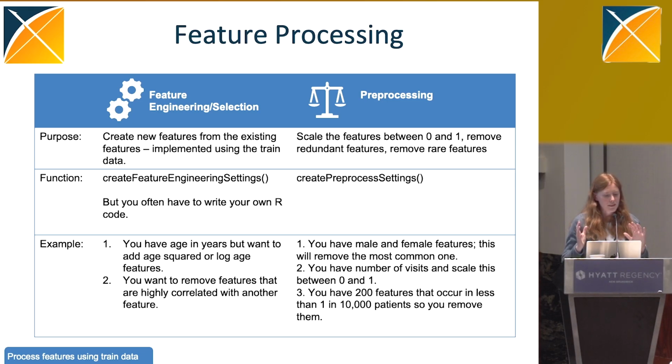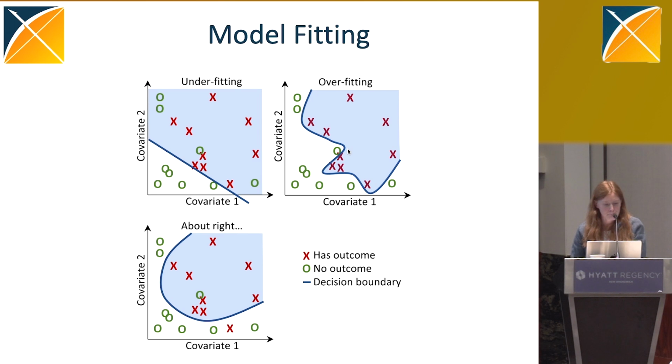A lot of them will be very, very rare, and you may just want to get rid of them because they're just going to slow down the model training and they're not really going to be useful. So these are functions that you can set, and some options in the design you can specify.